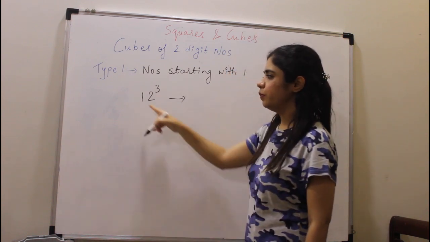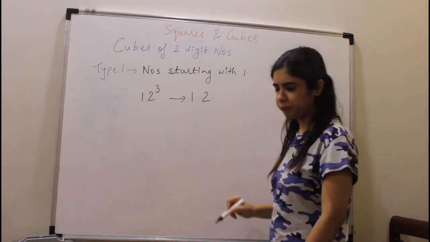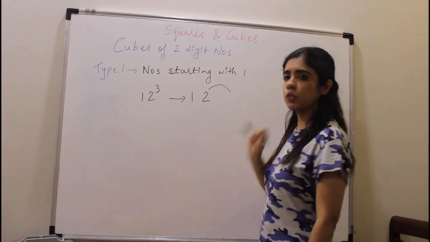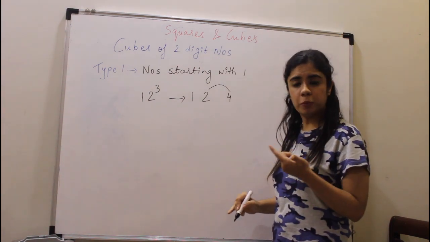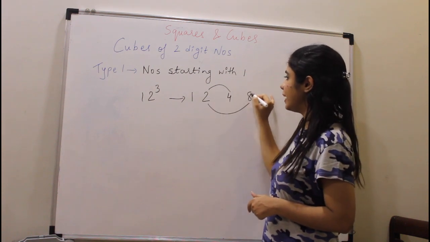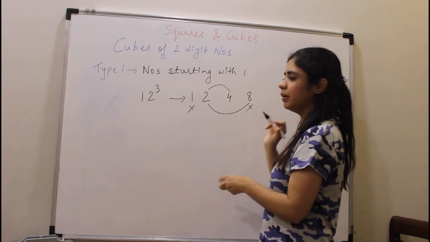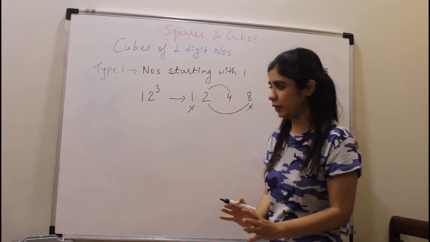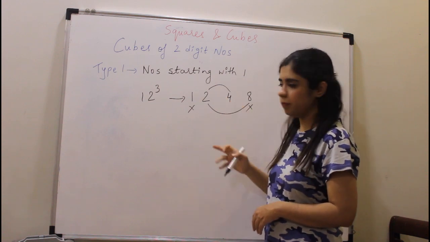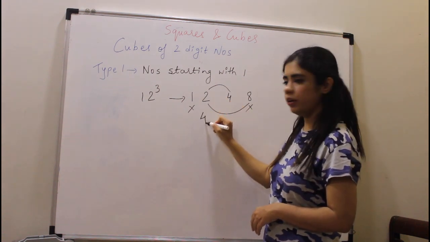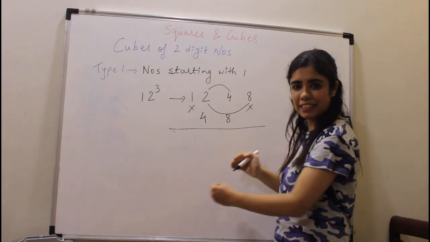Okay, what is 12 cube? What will you do? You will write 1 and you will write 2. You will write it as it is. Now, what is 2 ka square? 2 ka square is 4. What is 2 ka cube? 2 ka cube is 8. Now what will I do? For the first and the last number, you're not going to do anything. You will double the second number, you will double the third number. So 2 ka double will become 4, 4 ka double will become 8. Now we will add these numbers.